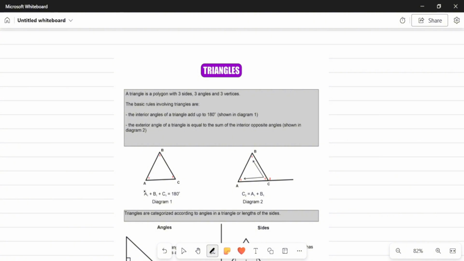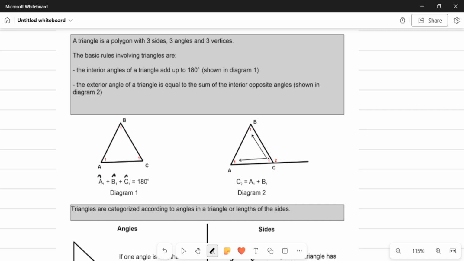The basic rules involving triangles are: the interior angles of a triangle add up to 180 degrees. So we can say that A1 plus B1 plus C1 must equal 180 degrees. And the second rule is the exterior angle of a triangle is equal to the sum of the interior opposite angles. So we can say that C2 is equal to the sum of the interior opposite angles, so it'll be A1 and B1. So angle C2 is equal to A1 plus B1.